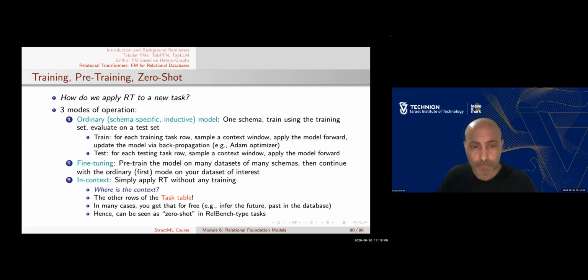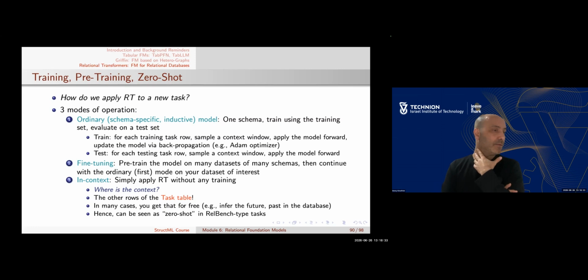And there's also the possibility of using it in context, which means that you basically don't use any training, no fine-tuning. You don't touch the weights. You simply apply it without any training. And then you ask yourself, okay, but where is the context? We said that. That's the other rows of the task table.